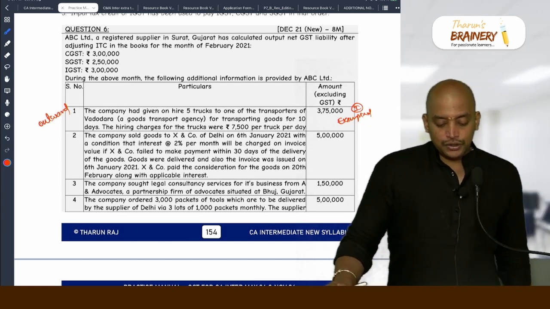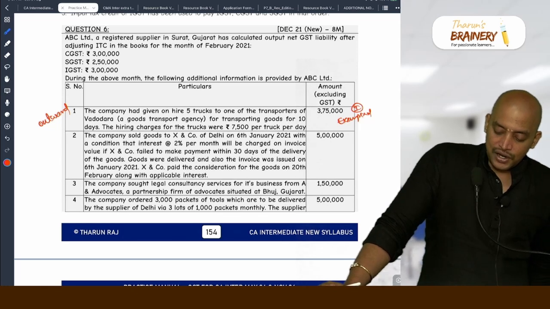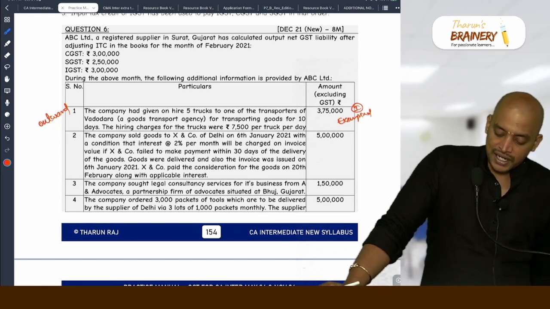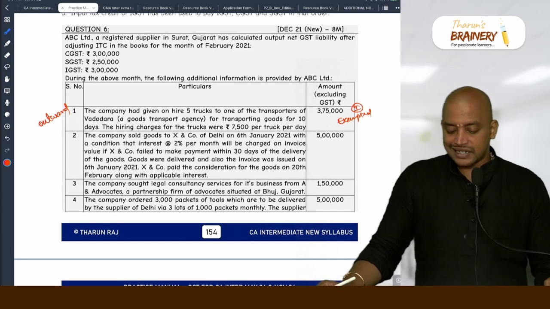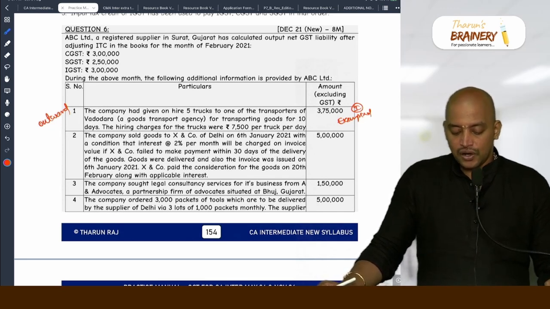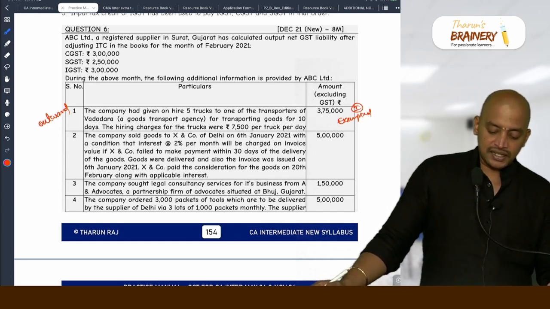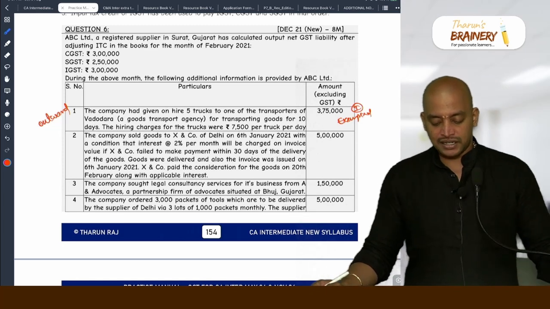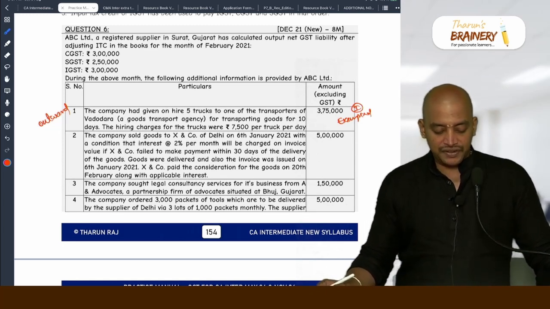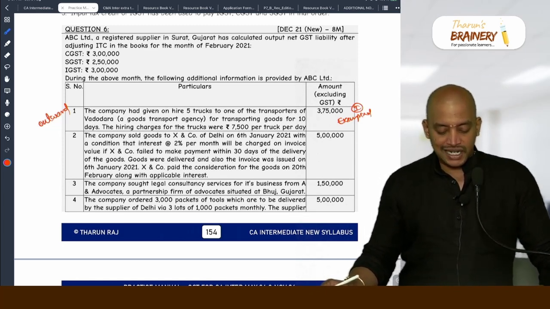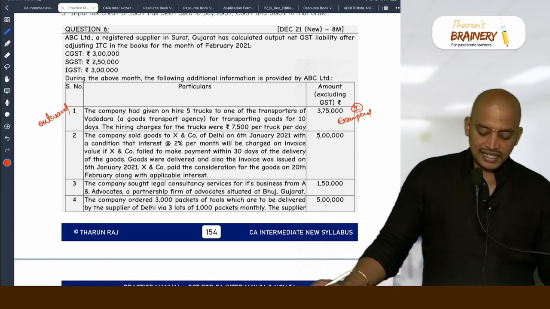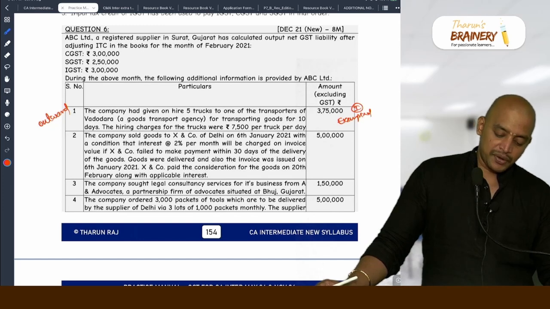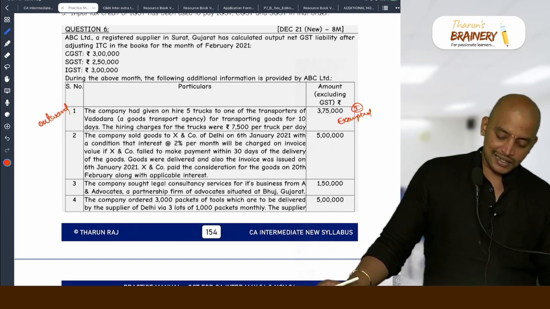The company sold goods to X & Co of Delhi on 6th January 2021 with the condition that interest at 2% per month will be charged on the invoice value if X & Co failed to make payment within 30 days of delivery of the goods. Goods were delivered and invoice was also issued on 6 January. X & Co paid the consideration for the goods on 20th February along with applicable interest.